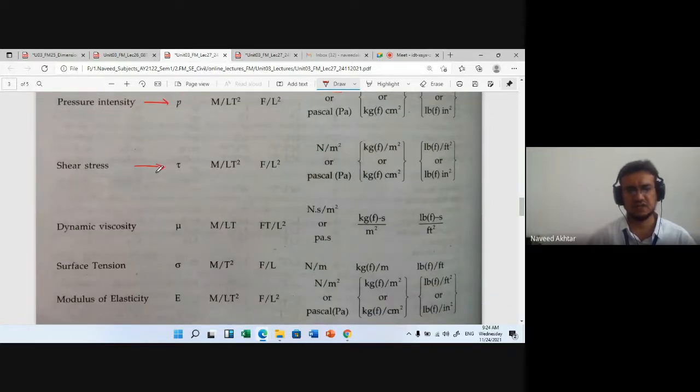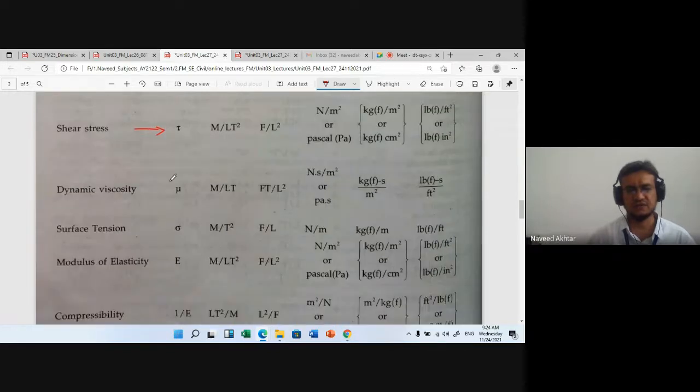Similarly, shear stress is also measured in Newton per meter square. The dimension is the same. Dynamic viscosity mu is M upon LT, that is tau upon change in velocity. So mu is nothing but tau divided by du by dy, so you can write mu as tau upon du by dy. So you can easily find out the dimension for this.